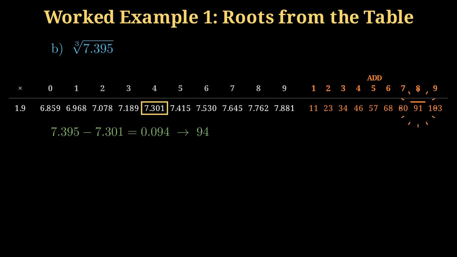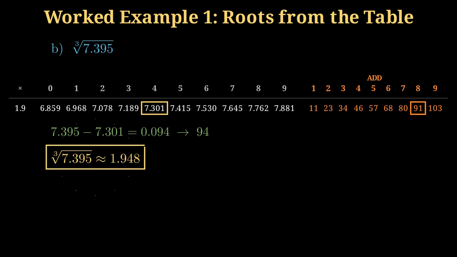Slide along the same row into the ADD columns and look for 94. It is not there, so take the closest, 91, sitting under the column headed 8. 8 is the 4th figure. Combine: 1.948. The cube root of 7.395 is approximately 1.948, and that is the true root to 4 significant figures. Intro question, destroyed. Worked example 2, numbers the table cannot see.